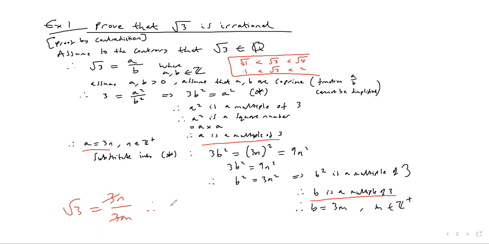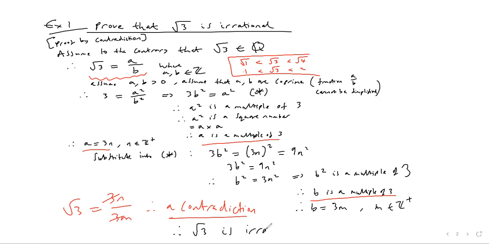So we have a contradiction because we assumed that a and b are co-prime. So we assumed that a over b is the simplified fraction already. So again, because we assumed this fraction there was our simplified fraction, but we've basically shown that both a and b are multiples of 3. That means we can simplify the fraction even further. So that's a contradiction. So therefore our assumption cannot be true. So therefore root 3 must be irrational.